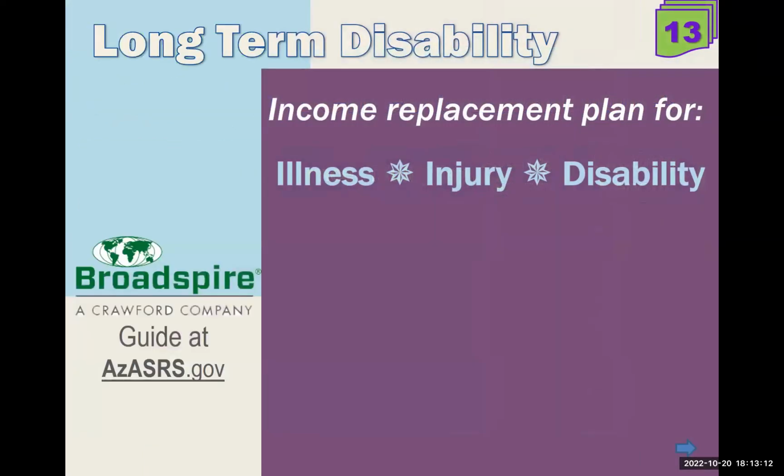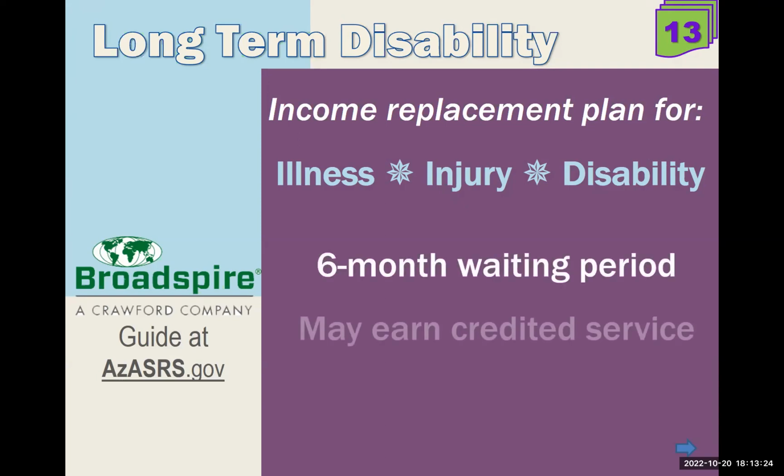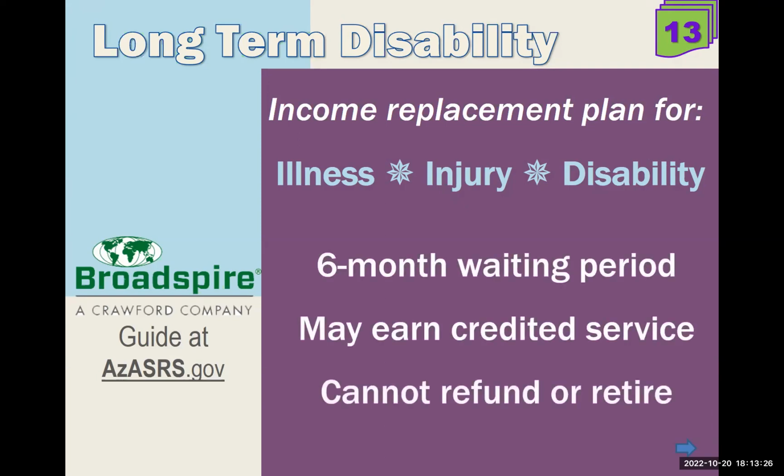So now I'm going to talk about long-term disability. This is an income replacement program if you should become unable to work due to a long-term illness, injury, or disability. There is a 6-month waiting period from your date of disability before payments begin. This means that if you don't have enough annual sick or short-term disability leave through your employer, you could go those 6 months without any pay.